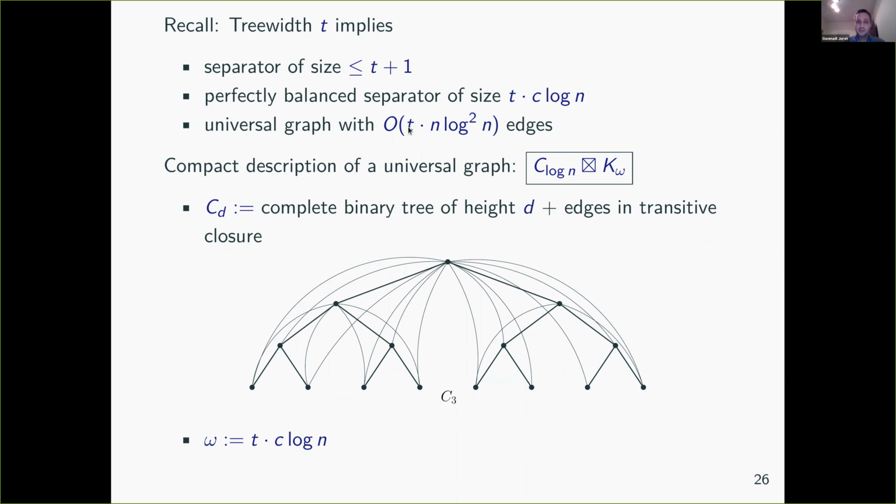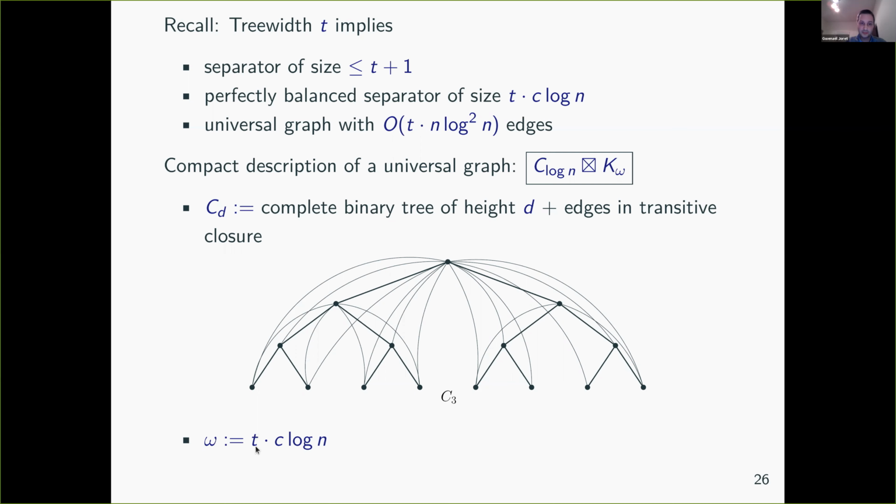So I keep mentioning t, but we should think of t as being an arbitrary fixed constant. But okay, so we could use the universal graph from the beginning of this talk, which is quite efficient. I'm not going to do that because I'm going to use another universal graph, which is slightly less efficient, which has slightly more edges, but which can be described very concisely, and this will be convenient for what follows. Okay, so this universal graph, which is not exactly the same as the one I described before, is the strong product of a clique on omega vertices.